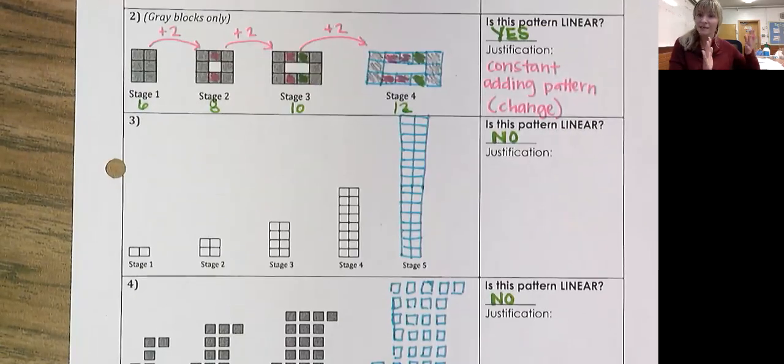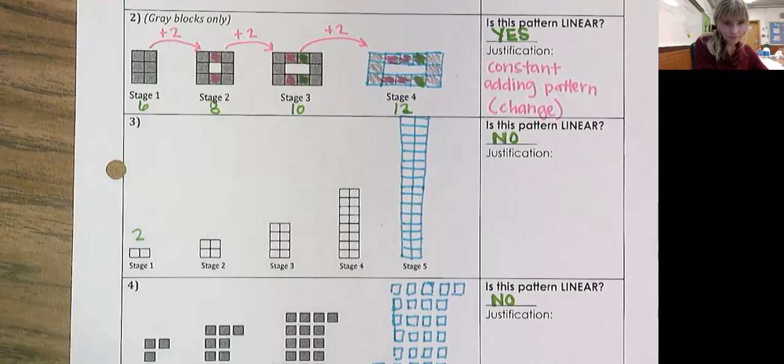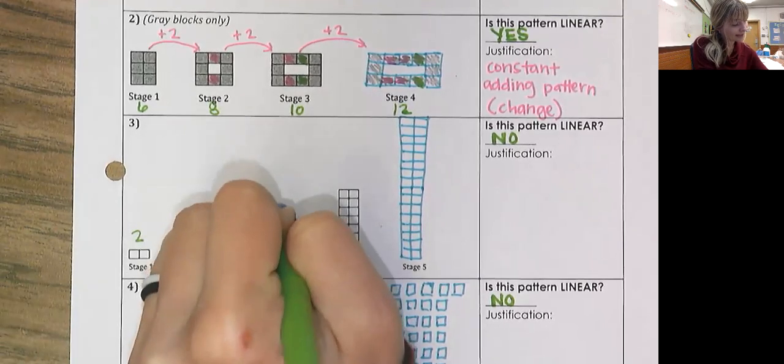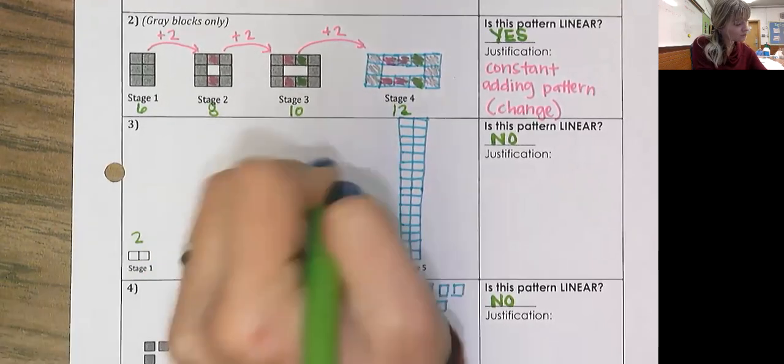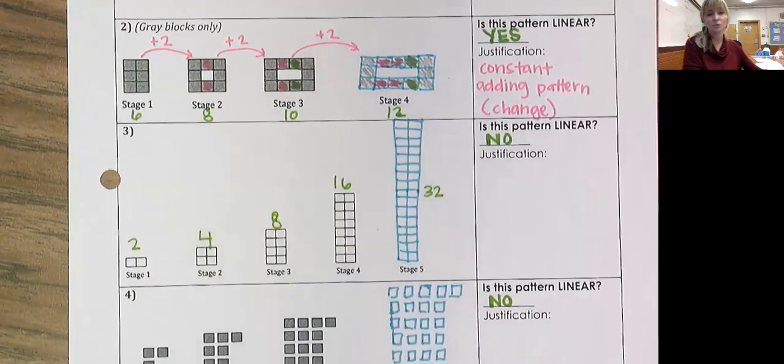Now, the reason we need to clarify that is because then some students tell me, but wait, Ms. McGowan, number 3 definitely has a constant change. Do we see why? What if I write down the total number of blocks here? Stage 1 has 2. Stage 2 has 4. Stage 3 has 8. Stage 4 has 16, and this one was pretty annoying to draw because it had 32. So a lot of students look at that and they go, that is a constant change, Ms. McGowan.